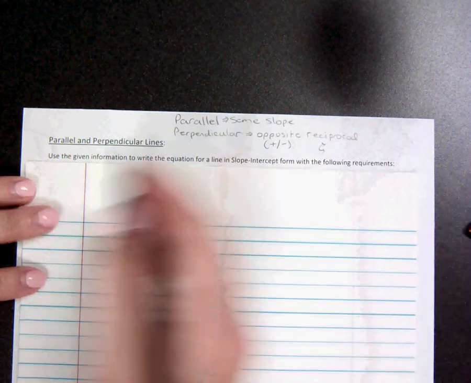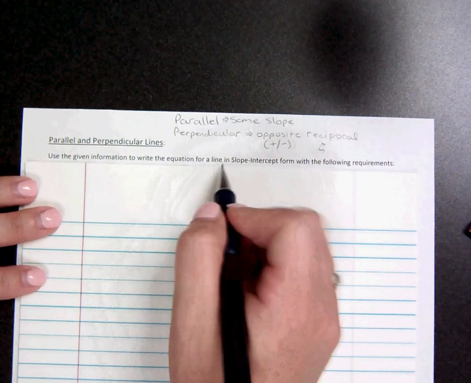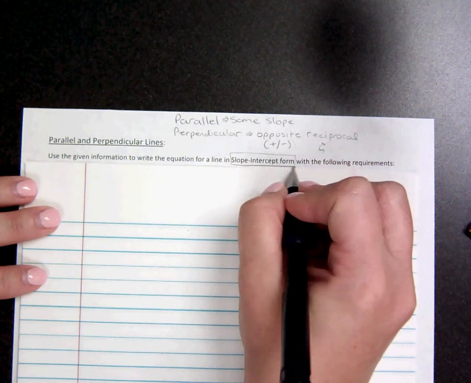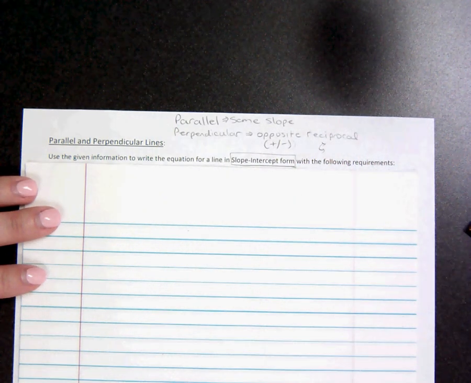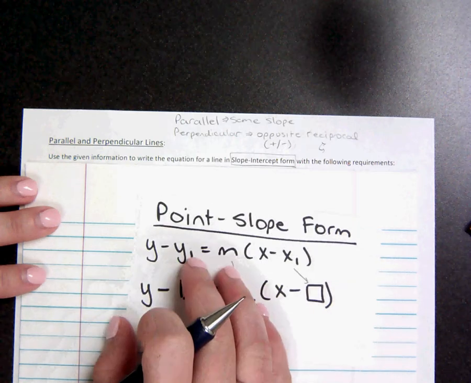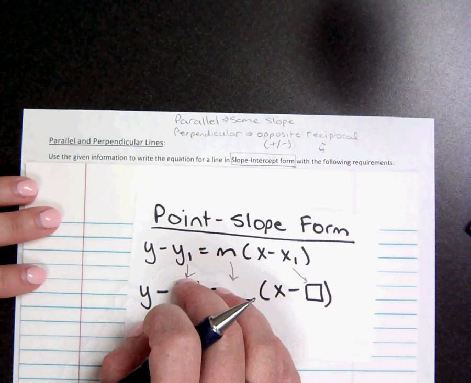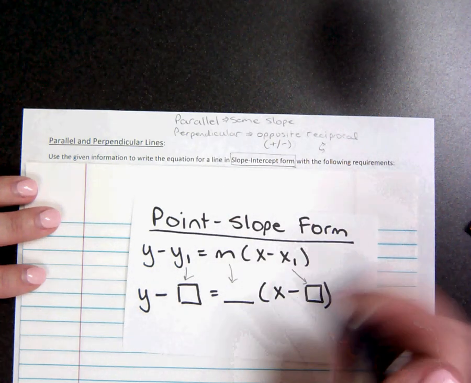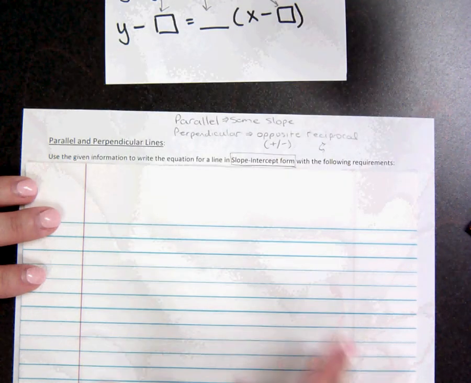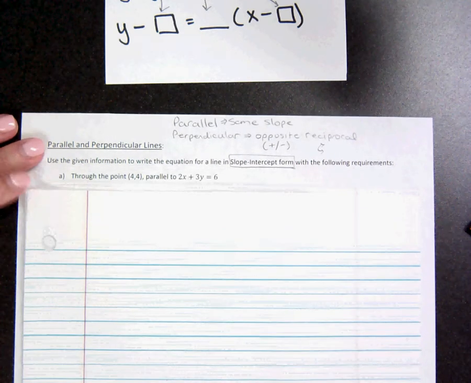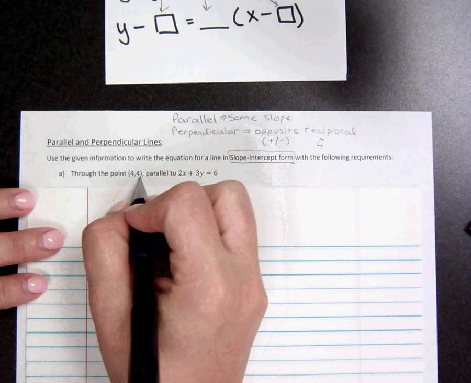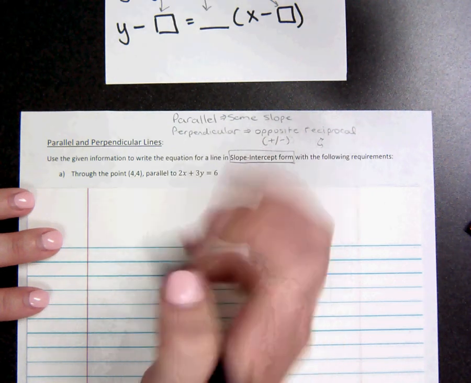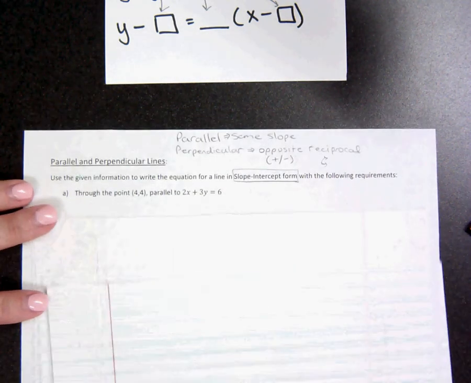Alright, so let's see. It says use the given information to write an equation for a line in slope-intercept form. Remember, that's our finished form with the following requirements. So point-slope form is going to come in handy again. Remember, this is our rough draft form. This is where we start. Then we'll rearrange it as needed to get it into slope-intercept form. So I'm going to have that card handy for you. It says through the point 4, 4, parallel to the line 2x plus 3y equals 6.